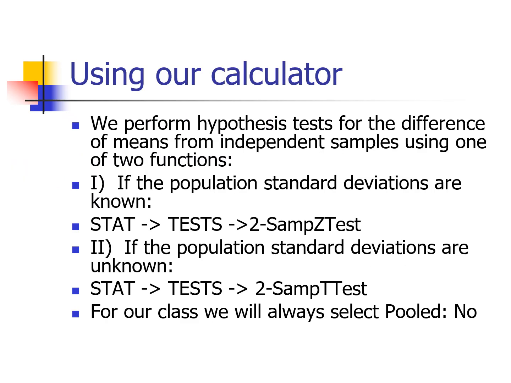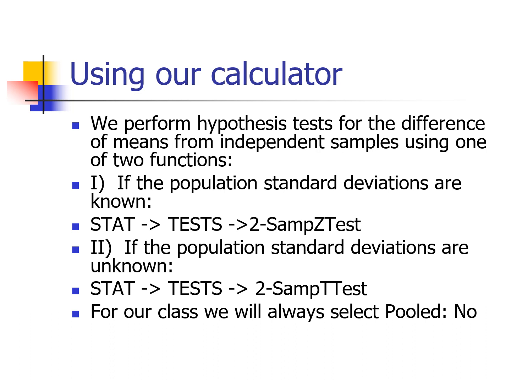So how we perform a hypothesis test for a difference of means. Probably not surprising, it depends upon whether or not we know the population standard deviation. If we know the population standard deviations, we're going to go Stat, Tests, 2-SampZTest. But if we don't know the population standard deviation, we're going to go Stat, Tests, 2-SampTTest. And again, just like before, for our class, we will always select no for the pooled option.